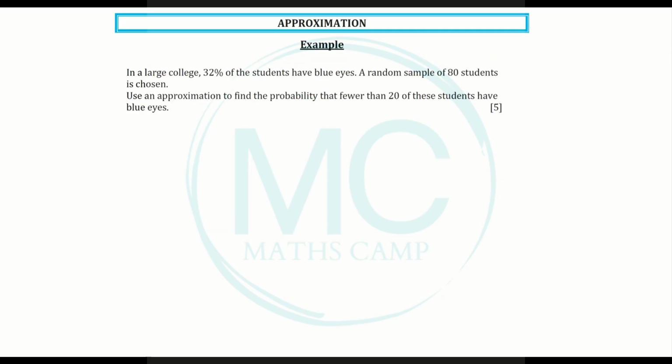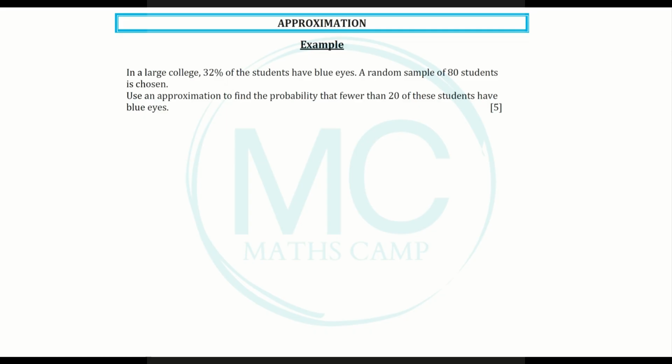In a large college, 32% of the students have blue eyes. A random sample of 80 students is chosen. Use an approximation to find the probability that fewer than 20 of these students have blue eyes.